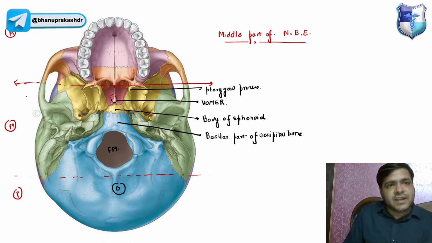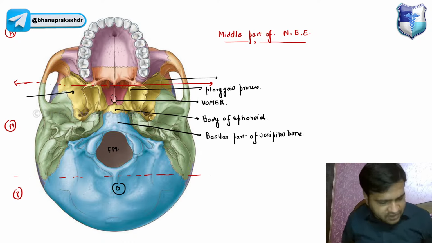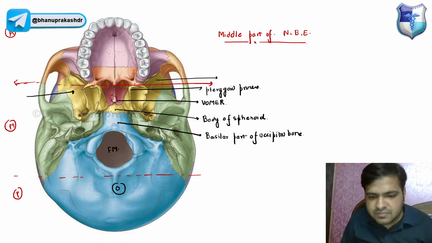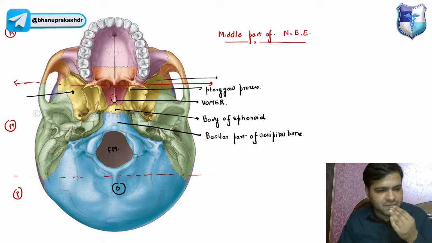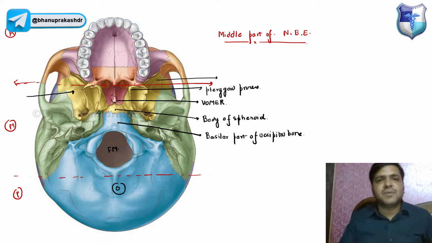Now, guys, can anyone tell me which part is this that I have highlighted right now? The yellow colored part. Anyone in the chat box? Tell me quickly, I have already told you and it is visible from both sides. Yes, greater wing of the sphenoid bone.